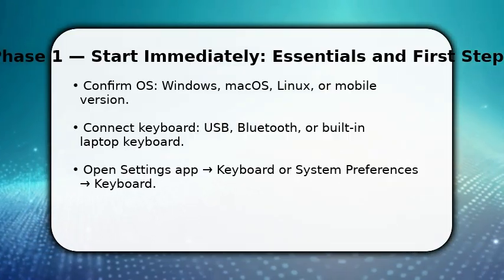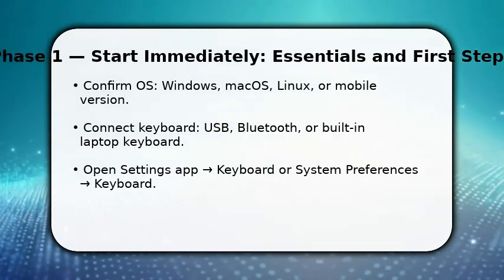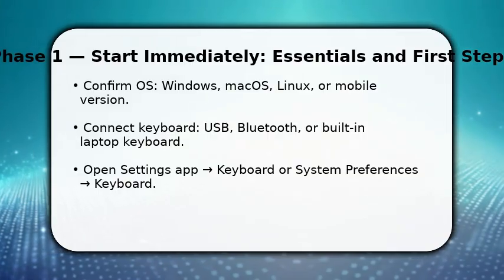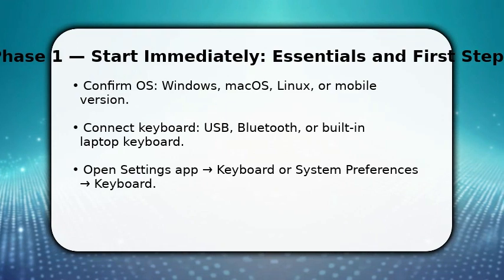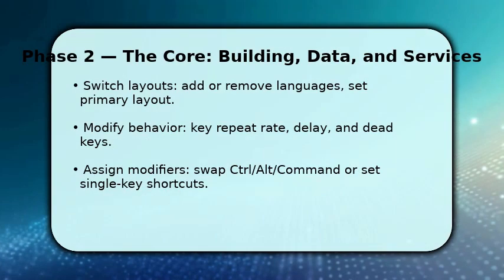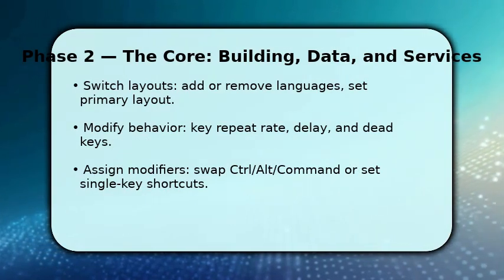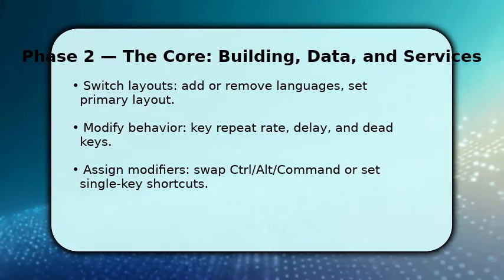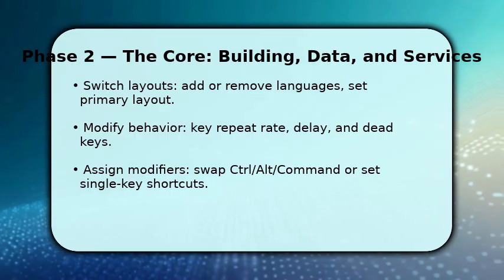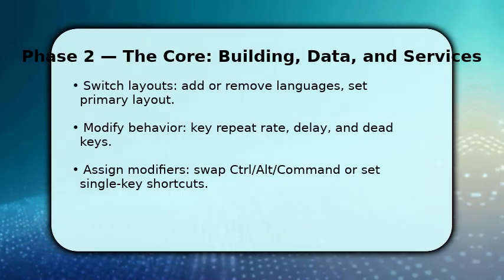Now locate the keyboard pane so you can access inputs, layout, repeat rate, and modifier key options, because these are the controls you'll adjust next. Now change layout and behavior to match your workflow. Add or remove input languages, then set a primary layout. This affects key mapping directly.